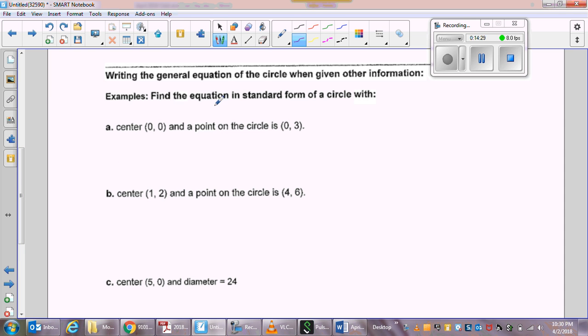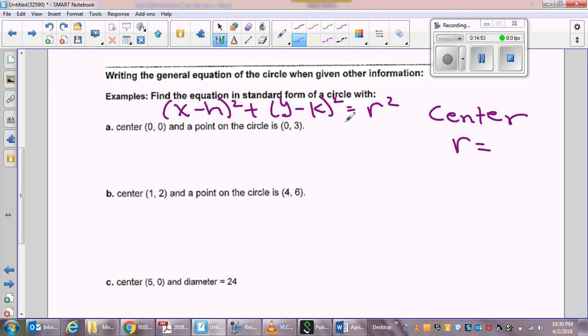Find the equation in standard form of a circle. So again, I'm going to write down the equation of a circle. It's going to be (x minus h) squared plus (y minus k) squared equals radius squared, right? So in this case, I need to know the center and I need to know the radius. If I have the center and the radius, I can write the equation. Do I have a center for this one? Yes. Do I have the radius? No. The only thing I have is the other endpoint.